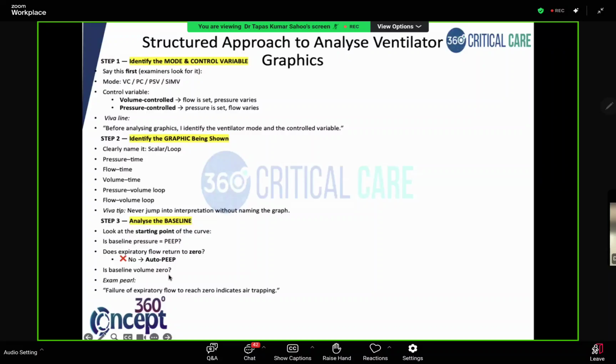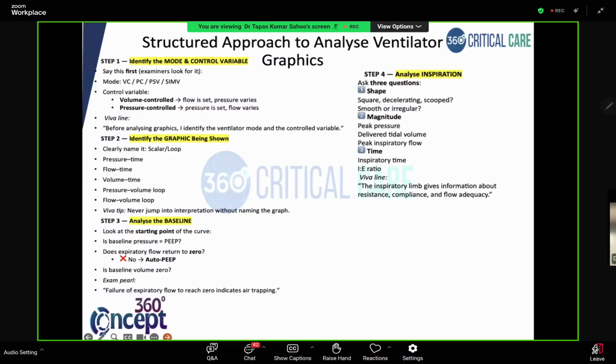Now, is the baseline volume 0? In the volume scalar, you will again say whether it is 0 or not. So in the exam, failure of the expiratory flow to reach 0 would indicate there is some amount of air trapping. Clear? Now, step 4 would be inspiration. Analyze the inspiration. So you have first identified the mode and the control, second the graphic, whether it is a scalar or a loop. Then start from the baseline, and from there you will go to inspiration.